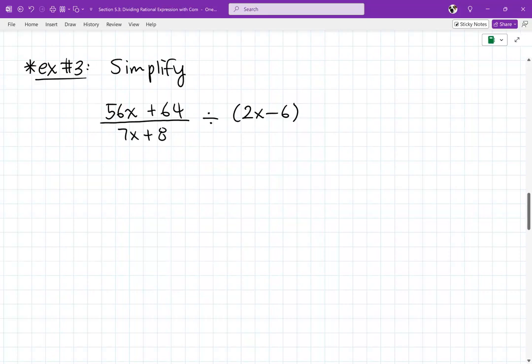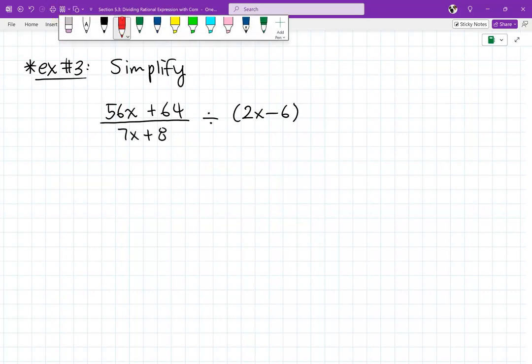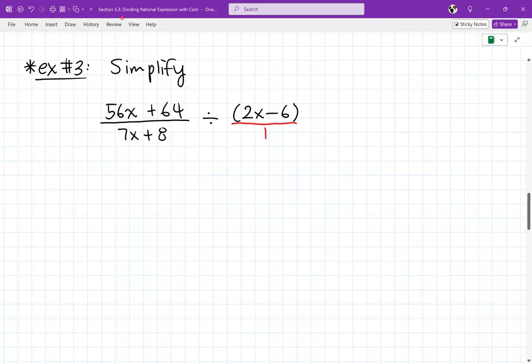This one right here is not pre-factored for us. It might look like it is because there's a little parenthesis on one side, and it doesn't look too busy, but it's definitely not pre-factored. I am going to write over 1 on the right side, that way I know it's a fraction, right? And remember, we're dividing by a fraction, so we want to multiply by the reciprocal. So my very first step is to rewrite this as 56x plus 64 over 7x plus 8, times 1 over 2x minus 6.